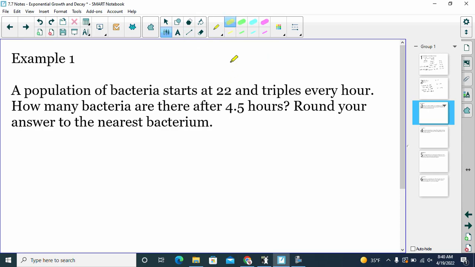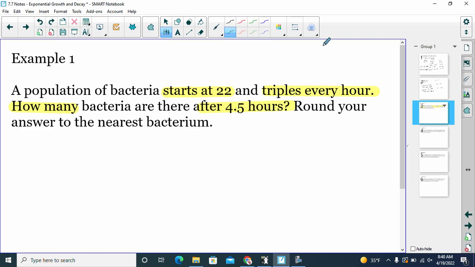You should be taking notes. You don't necessarily need to write down every word. The minimum I would put in my notes to have good notes here is starts at 22, triples every hour. How many after 4.5 hours? That's enough of a problem to go in your notes. But if you just write the answers down and don't put any of the problems in there, that's not going to help you out. So the stuff I have highlighted is the minimum you should put in your notes there.